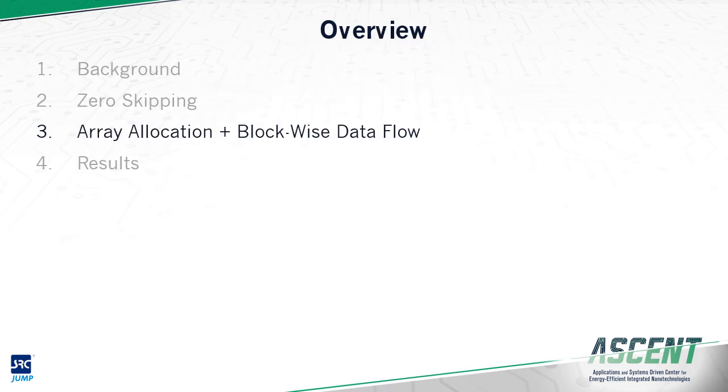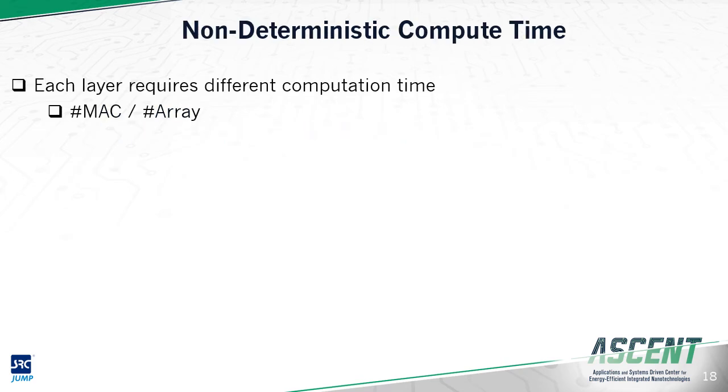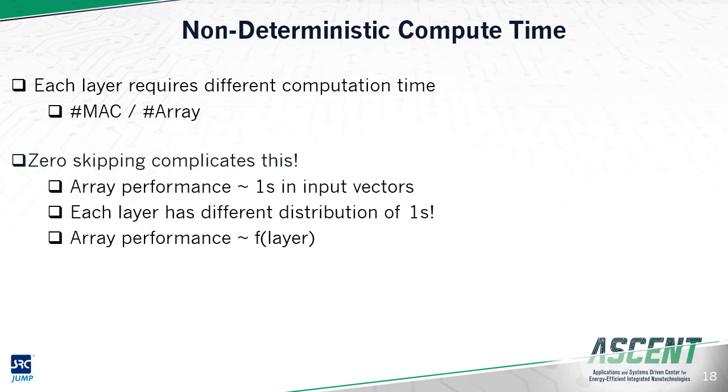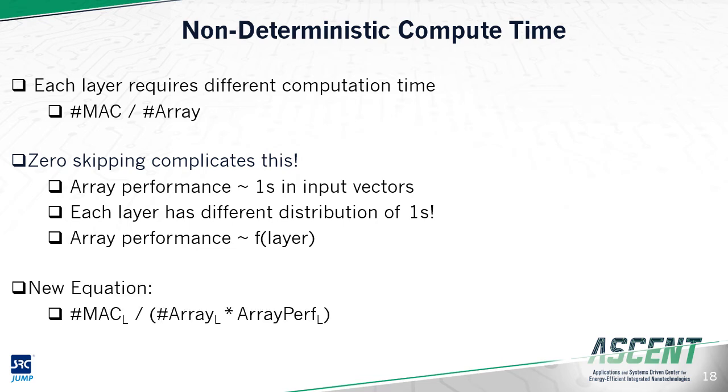Now we have made it through all the required background information and can discuss our research contribution. Earlier in our presentation, we discussed how to allocate arrays based on workload, or total MACs, in the design. We want each layer to take the same amount of time, and assuming that each array took the same amount of time, this method was valid. However, zero-skipping complicates this. If the distribution of ones in the input data is skewed between layers, then each layer's arrays will have a different performance. And so our new, more complete equation is the total number of MACs in the layer divided by the number of arrays times the performance of each array.